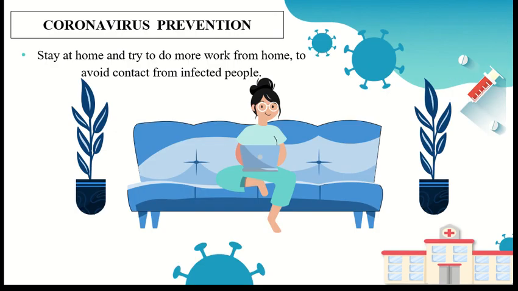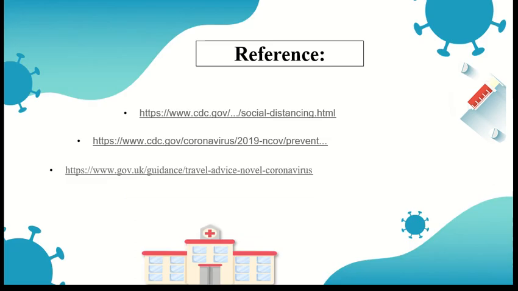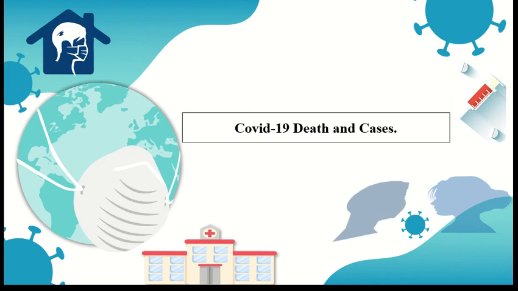Coronavirus prevention. Stay at home and try to do more work from home and avoid contact with infected people. These all are the links of journals and research articles from which the data was taken.